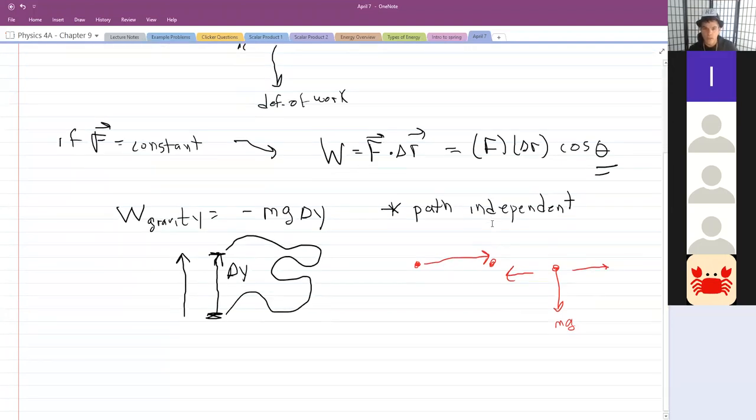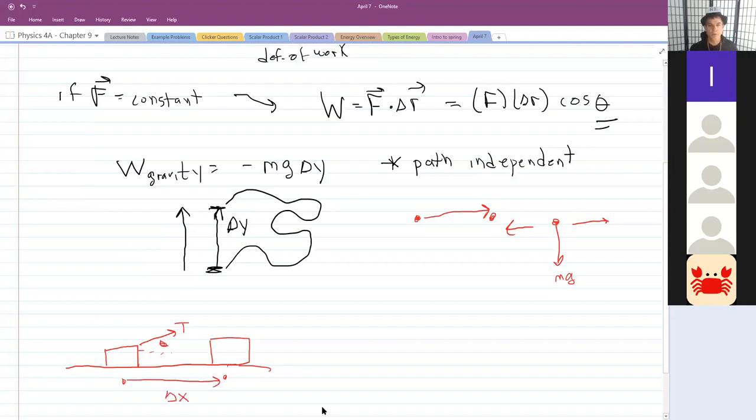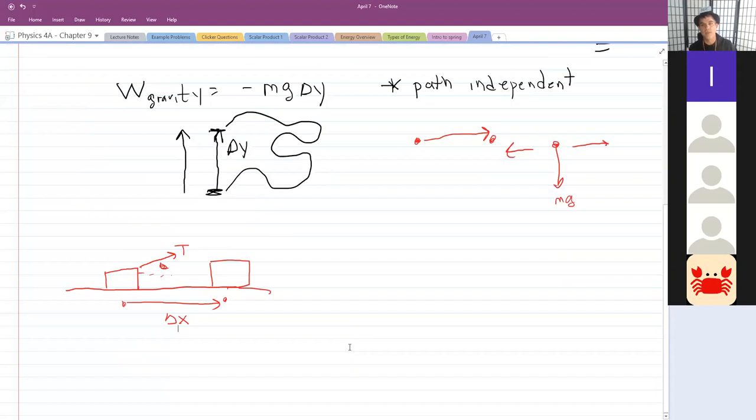Okay, so let me go down and just do a little example here. Let's say, just to give you an example, I had a box that started here. I exerted some tension force on it at some angle, theta, and the box ended up moving to the right. So my displacement, delta x, is to the right. And let's say I wanted to figure out the work done by every single force. So let's just say that there is friction acting.